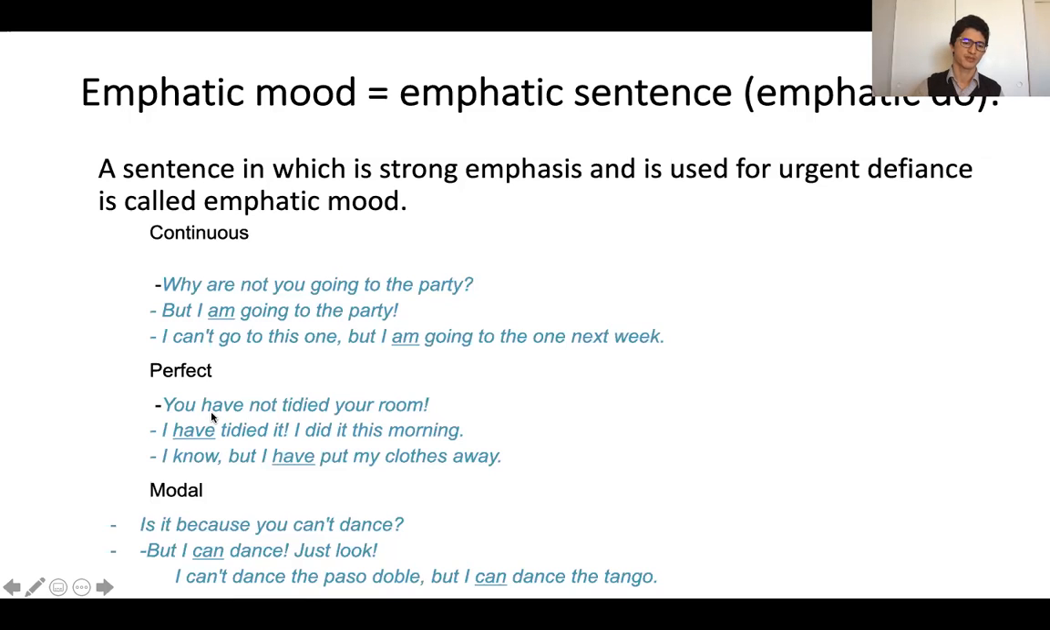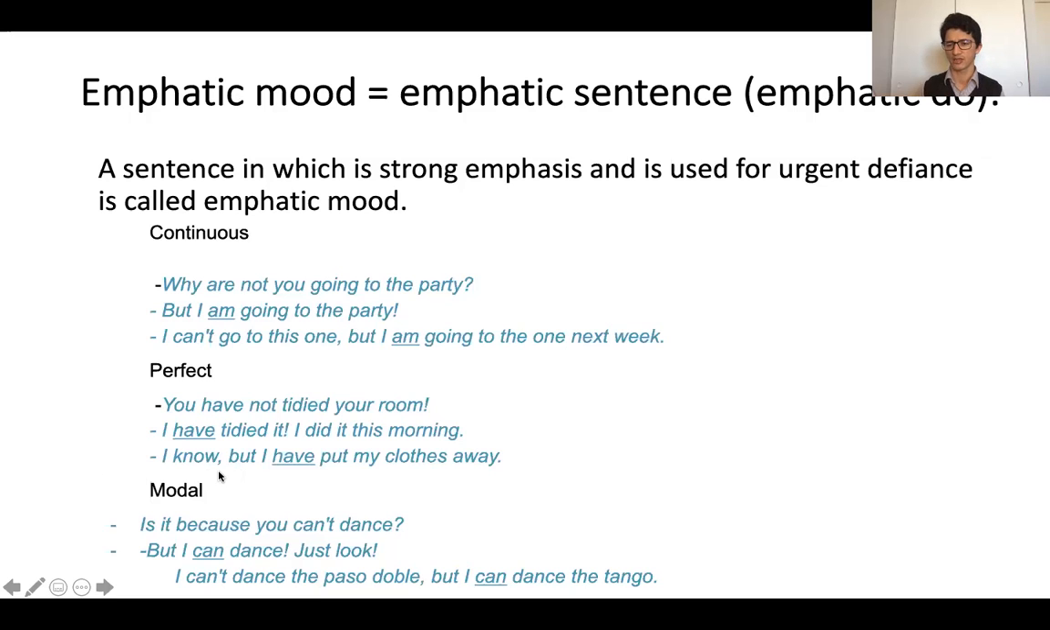Or in present perfect tense, you say, you have not tidied your room. I have tidied it. Or I say, you have not done your homework, and you're trying to defend yourself, you say, I have done. So you put a stress on "have". I have done. Or here, for example: I know, but I have put my clothes away.